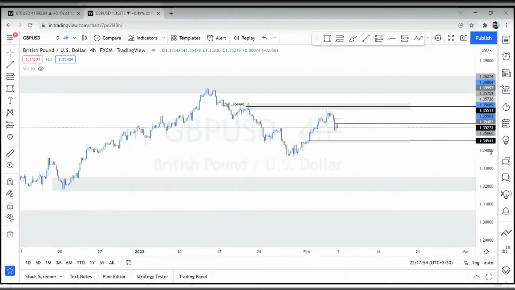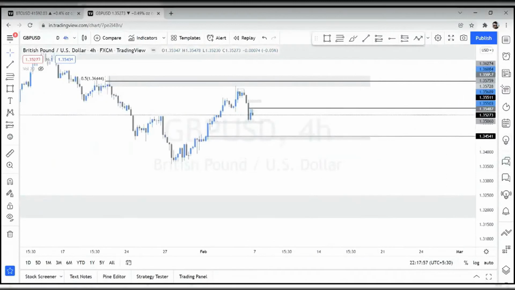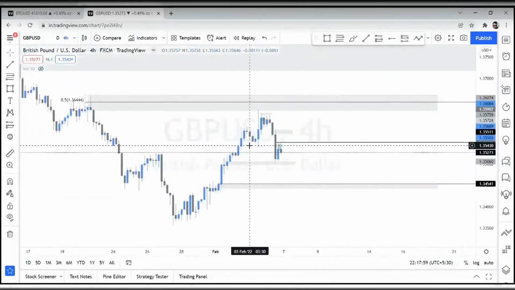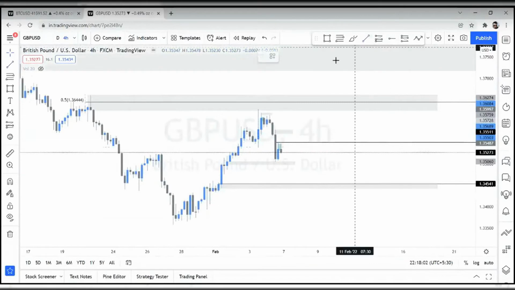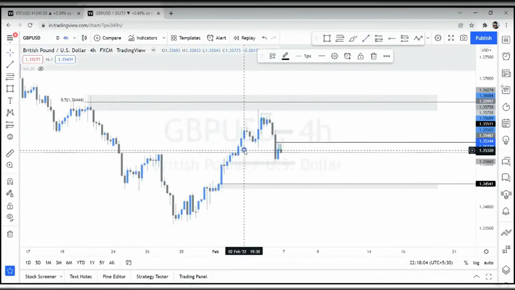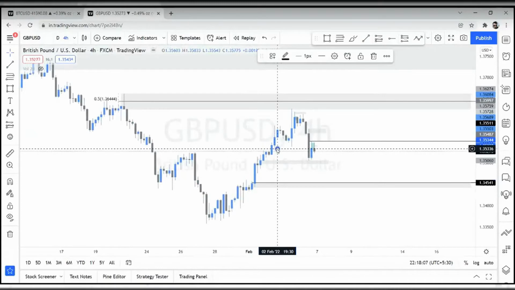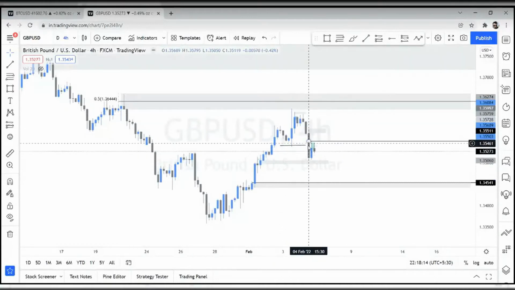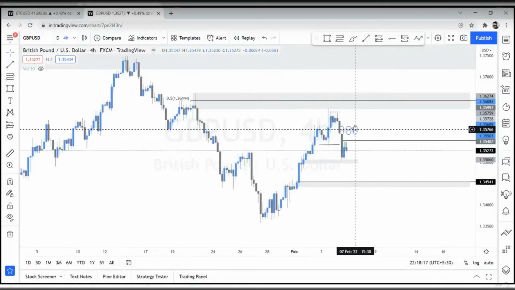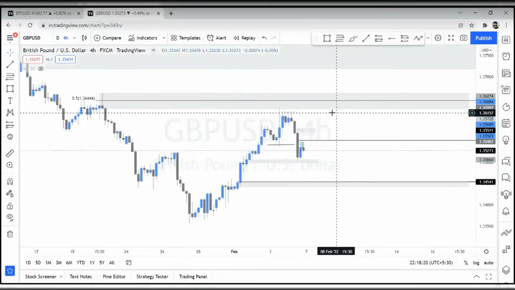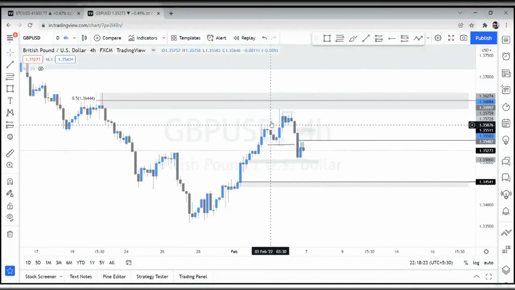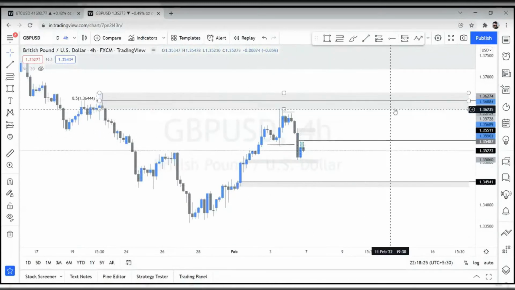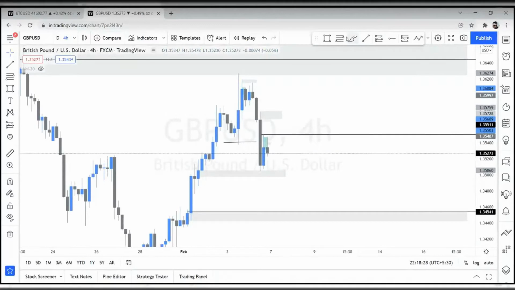My expectation is that, what do we have here? Let's just see. We have a break of structure right here, from this area to here. So institutionally, this has shifted from bullish momentum to bearish. So we can be looking for sales on the last order block like this.